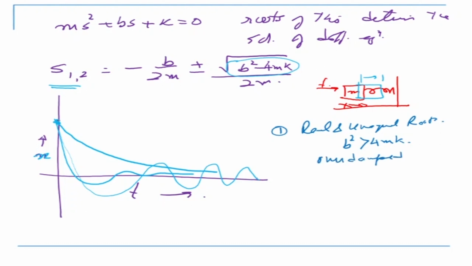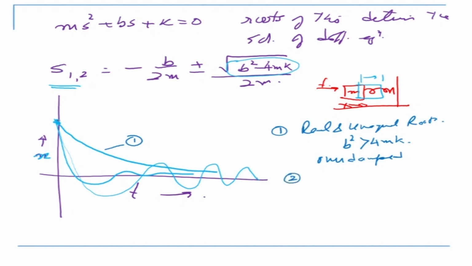Okay, this is overdamped. So it basically means that this is the way it is going to behave. It's overdamped, which means b squared is greater than 4mk. Basically, physically it means that your damping is so high that the spring cannot give back the energy to move the mass. So it is coming very sluggishly and coming to a stop.